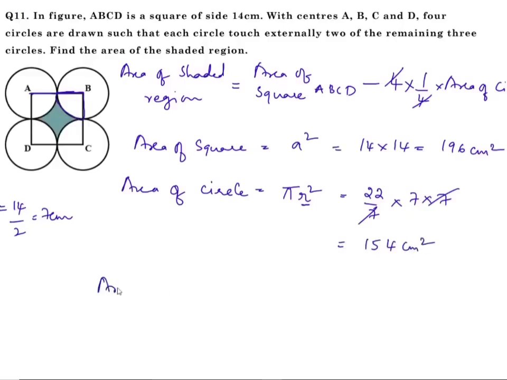Now area of shaded region: area of square is what? 196. Area of circle is what? 154. Now subtract 196 minus 154, what do you get? 42 centimeter square. Therefore area of shaded region is 42 square centimeter.